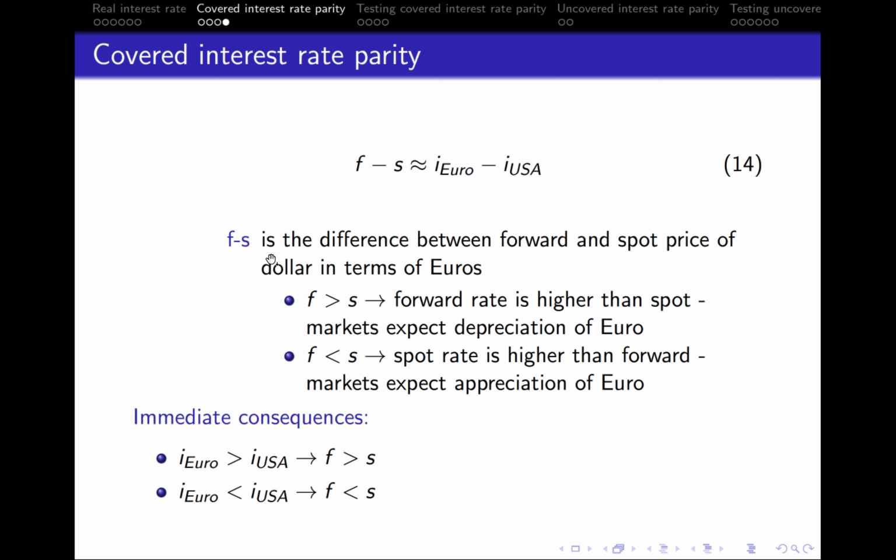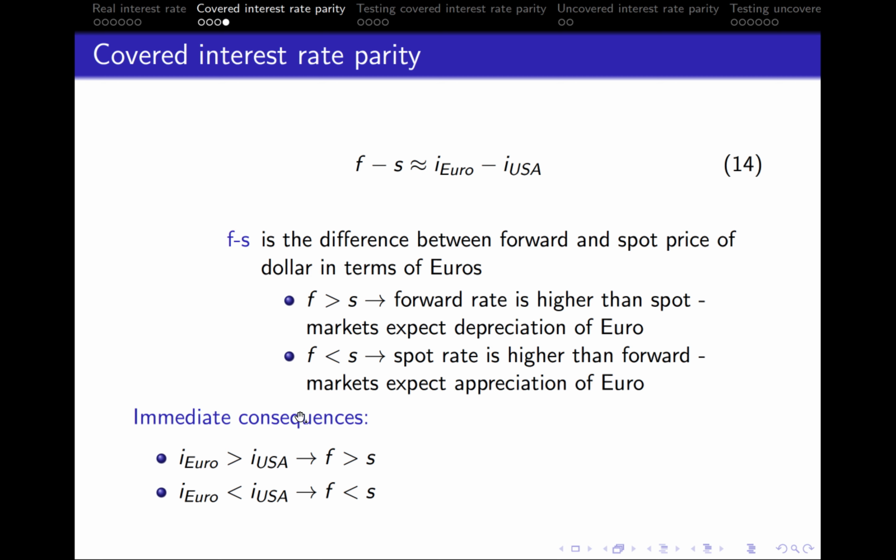So we've got that F minus S is of course the difference between forward and spot price of dollars in terms of euros, right? So look, out of this we get that if forward is higher than spot, it means that markets expect depreciation of the euro. How do we know this? Because if forward is higher, it means that we need to pay more euros for $1, right? So we have expected depreciation of the euro or expected appreciation of the dollar. And it works, of course, in the opposite direction. If F is lower than S, so if spot rate is higher than forward, markets expect appreciation of the euro.